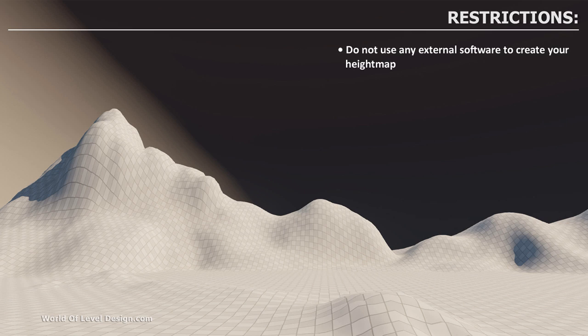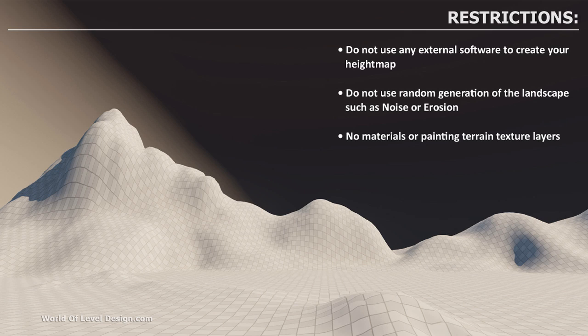There are a few restrictions and self-imposed limitations. These are: you cannot use any external software to create your height map. Everything has to be manually painted using the landscape mode. You cannot use random generation of the landscape such as noise or erosion to speed up that process. You have to use the paint tool, smooth, flatten to build up the landscape. You can use noise and erosion to detail, but not to form the initial mass and the silhouette of the landscape. And no materials or painting terrain texture layers. This has to be the default texture that comes with UDK.